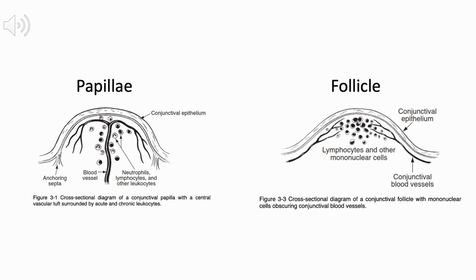In contrast, follicles, as seen on the right, are pale, translucent nodules made of lymphocytes and mononuclear cells, with no central vessel. Vessels lie beneath the lesion. They are found deeper in the conjunctiva and are characteristic of viral or chlamydial conjunctivitis, representing lymphoid hyperplasia. In summary, papillae are vascular and inflammatory, while follicles are avascular and lymphoid.